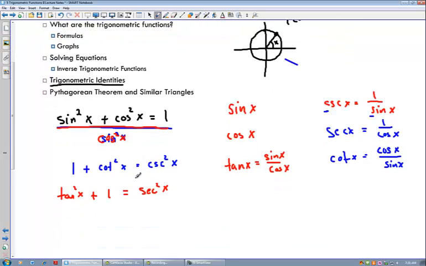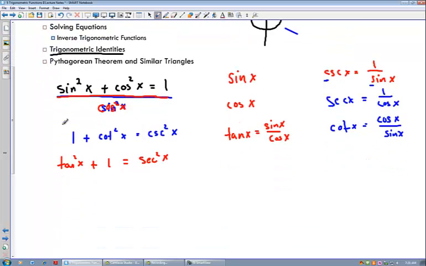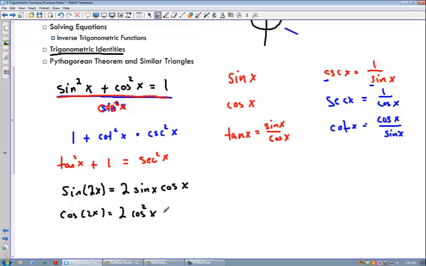There are actually a few more you should be familiar with. So let me remind you. If you have sine of 2x, so you're taking sine of 2 times x, this is equal to 2 sine x cosine x. And then finally cosine of 2x, a common identity for this is 2 cosine squared x minus 1. So you've probably seen these before.